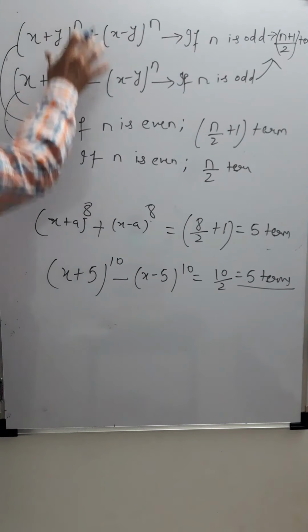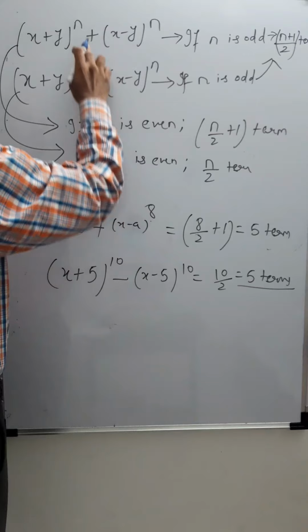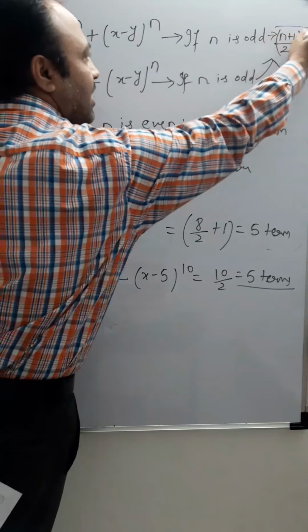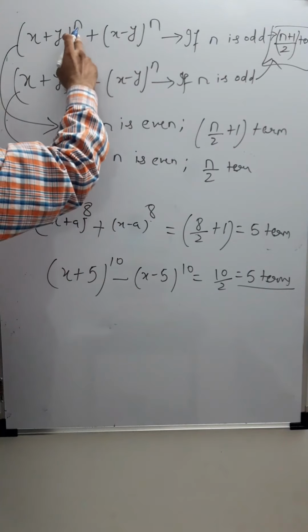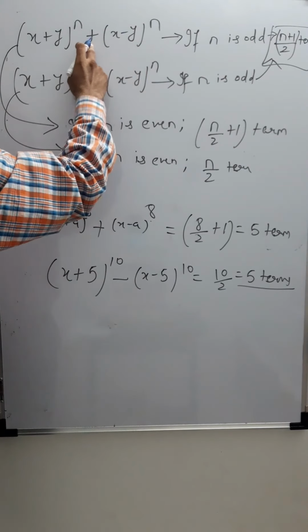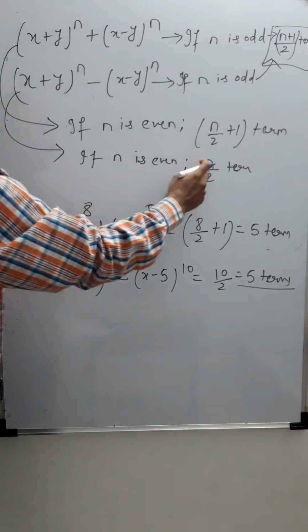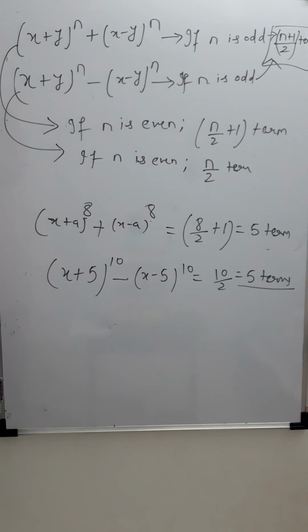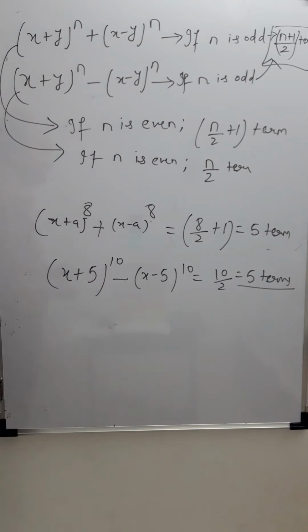Fine. So these four results, if you remember: when n is odd, in plus or minus, there is one result, which is (n plus 1) by 2 terms. But when the power is even and it is plus, we have n by 2 plus 1. When it is minus, we have n by 2 terms.